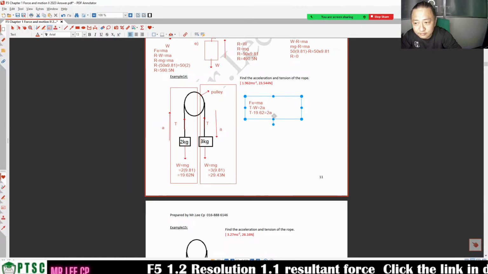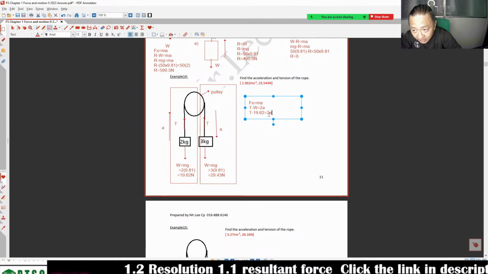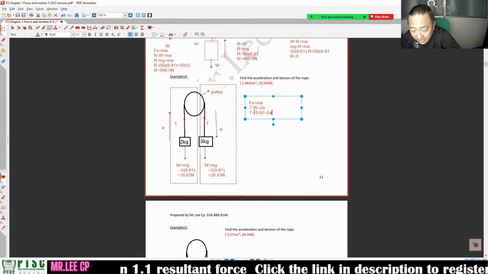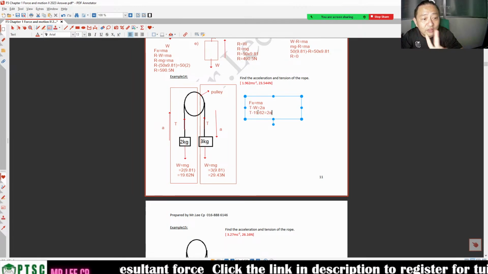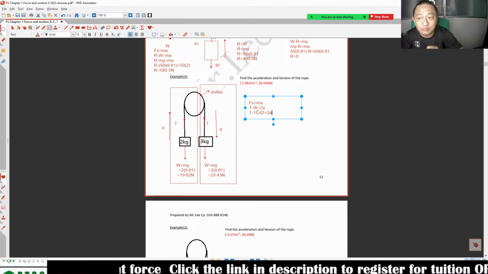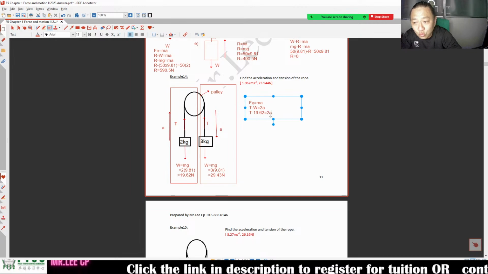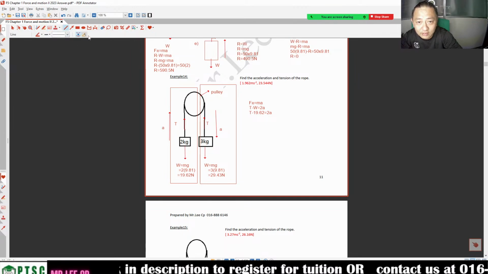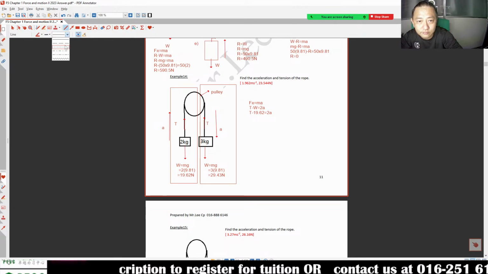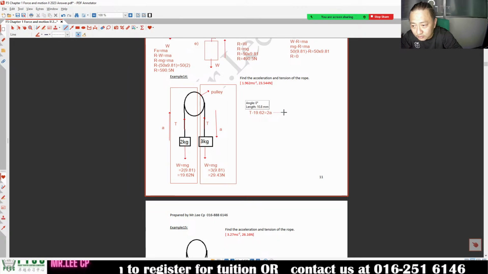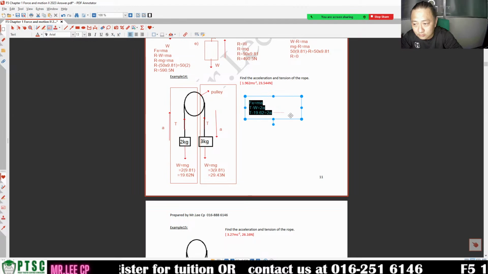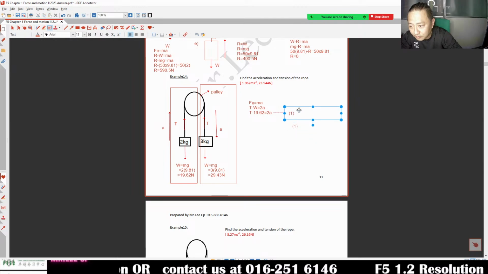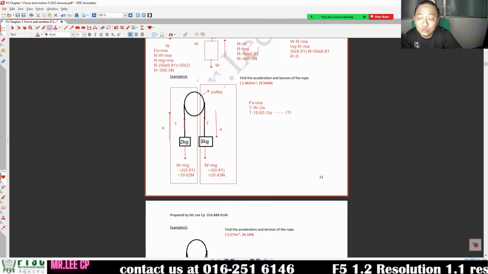How many unknowns here? T and A. Two unknowns. They ask you to calculate acceleration, yes. They ask you to calculate tension, yes. You got two unknowns here. Two unknowns mean you need two equations to solve it. One unknown, one equation. So I am going to leave this as equation number one. Now I want to do the second equation.